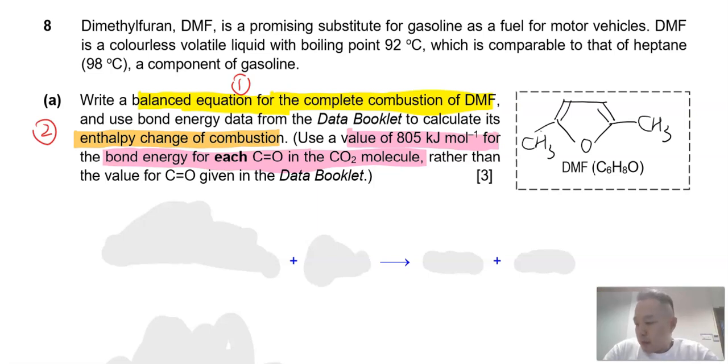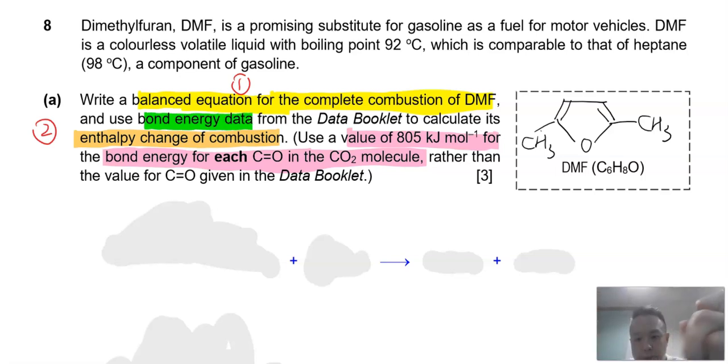Okay, Thermochem mystery tutorial, question 8. So for question 8, we have DMF. DMF is given some context of it, similar to gasoline. So you're supposed to write a balanced equation for the complete combustion of DMF. Second part, we're supposed to make use of the bond energy data from the data booklet to calculate the enthalpy change of combustion. So first of all, the first part, complete combustion of DMF.